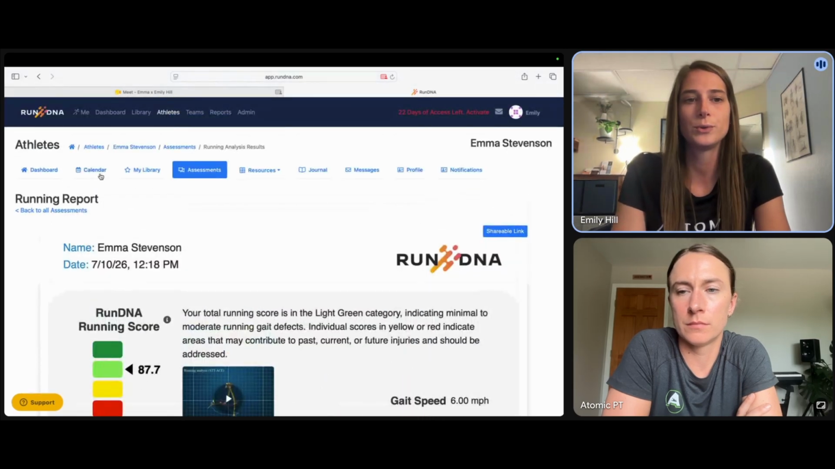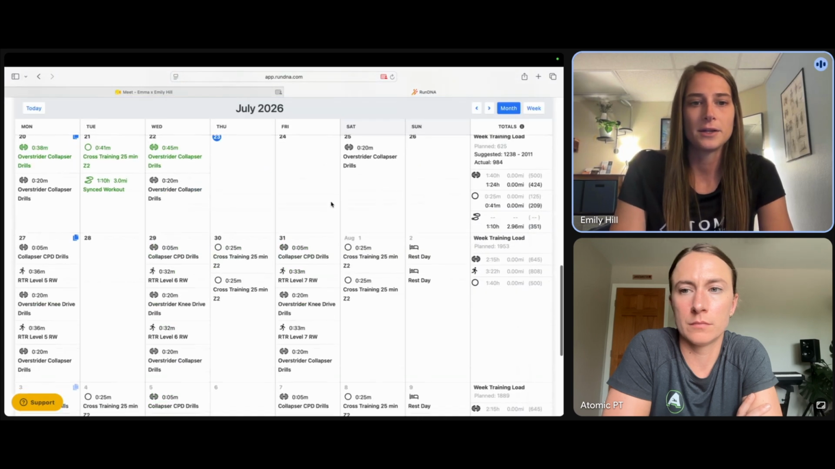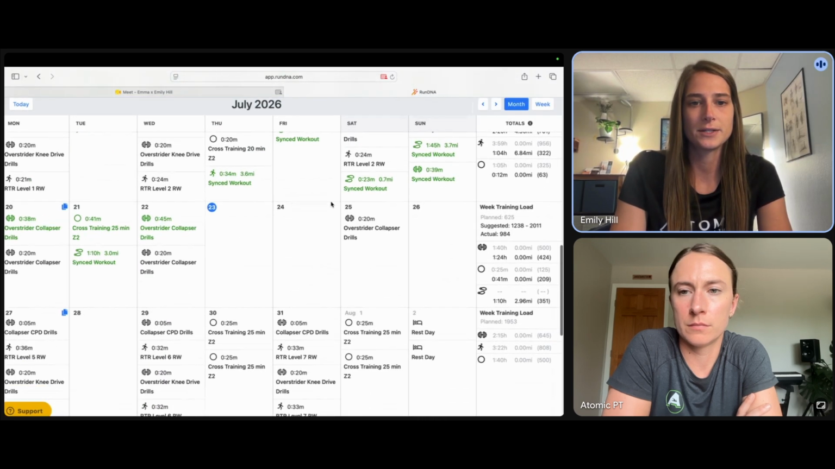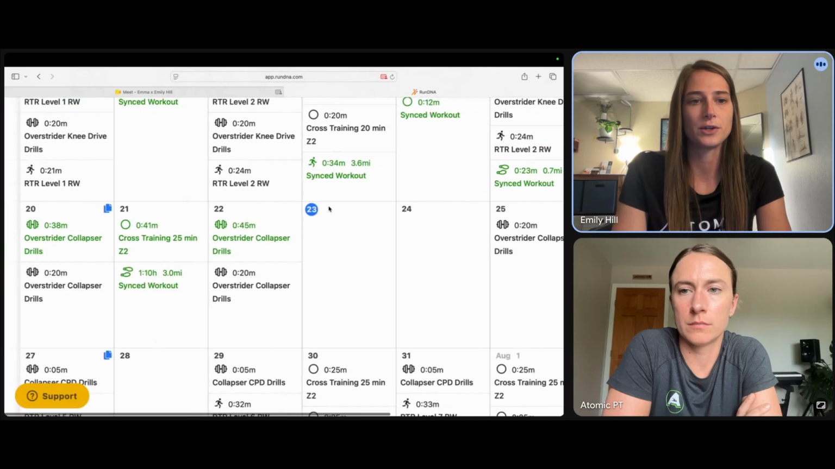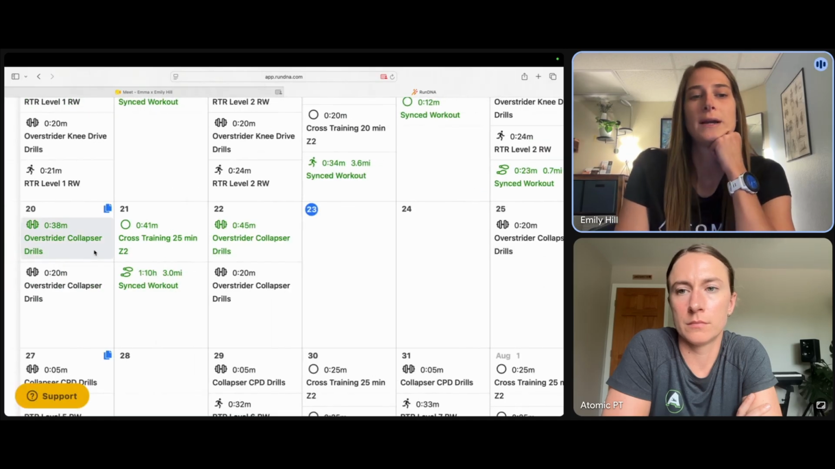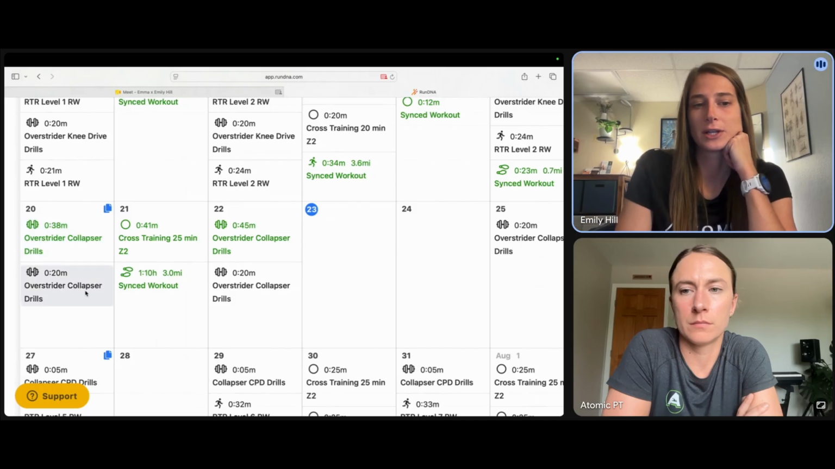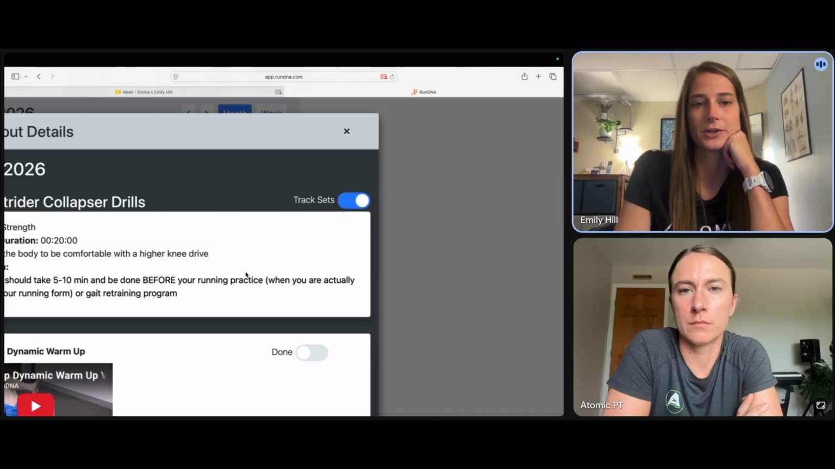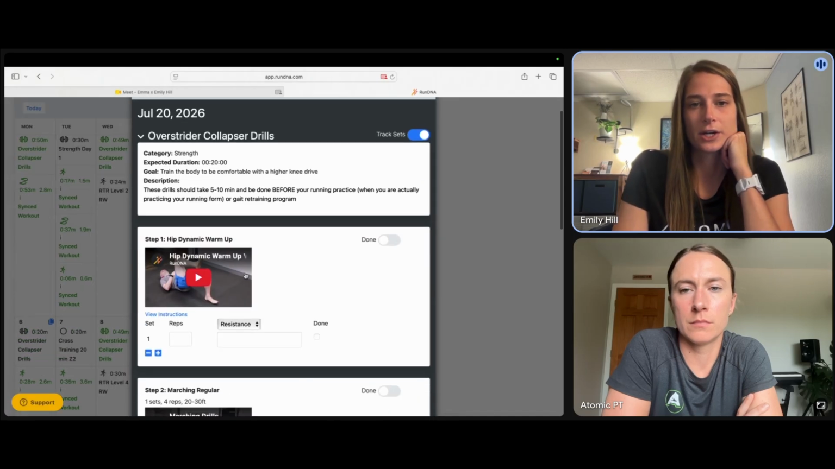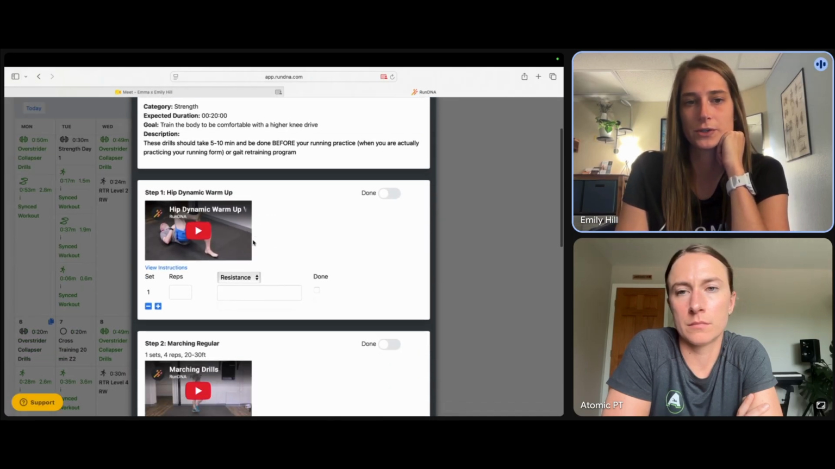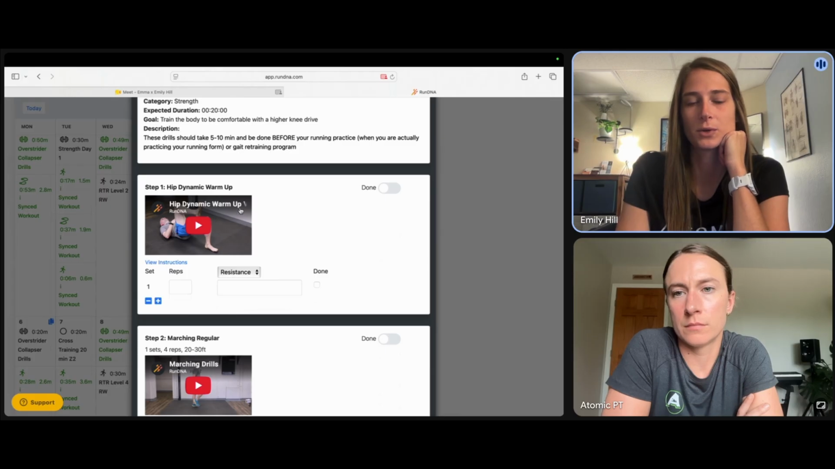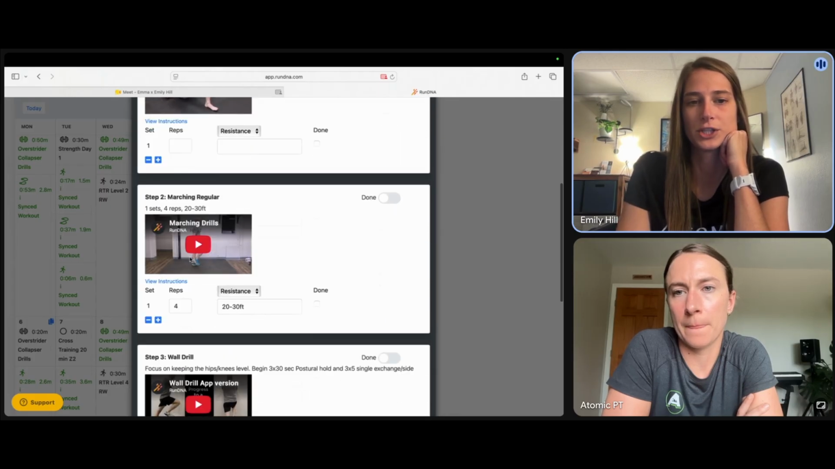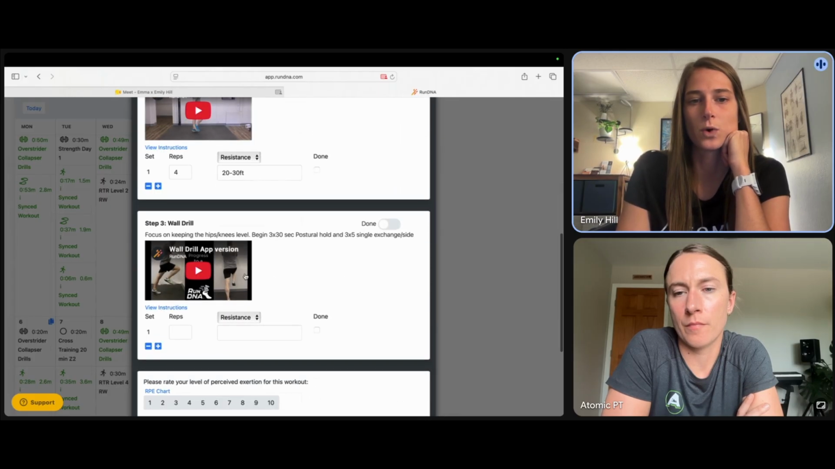If we go to Emma's calendar, this is what it will look like if we look at the week of the 20th. So once I assign her a program for the Overstrider collapser based on what she was categorized as, she can click on this and then it gives her the drills to do. So it would have this hip dynamic warm-up, marching drills, and then this wall drill too.